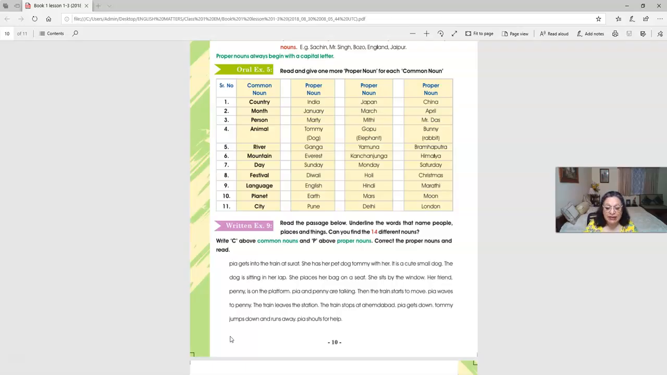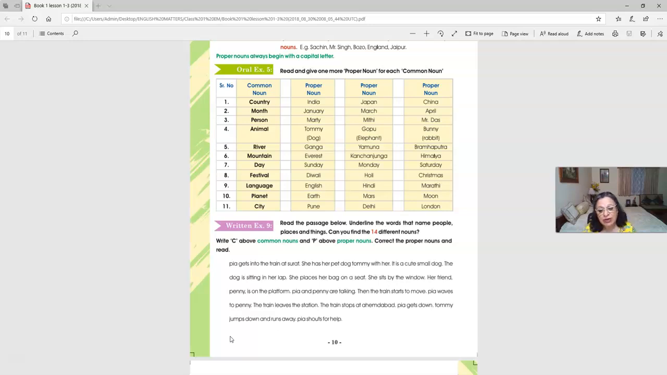Pia and Penny are talking. So, Pia and Penny are proper nouns. Then the train starts to move. So, train, common noun. Pia waves to Penny. So, Pia and Penny, proper noun. The train leaves the station. So, train, common noun, and name of place is station.